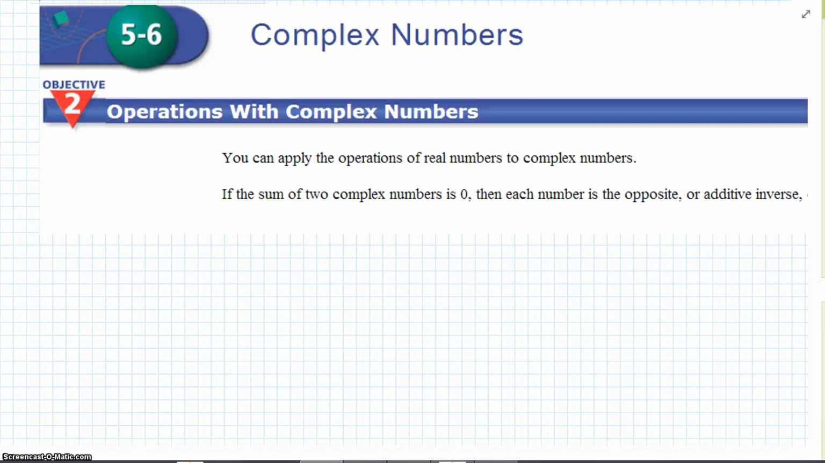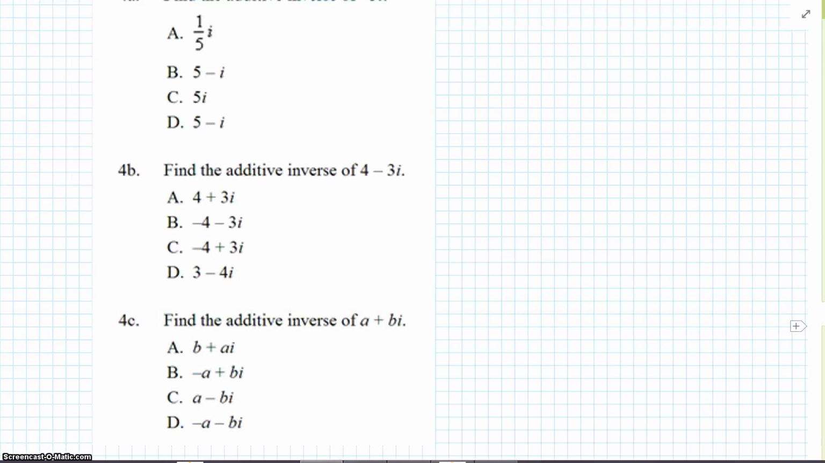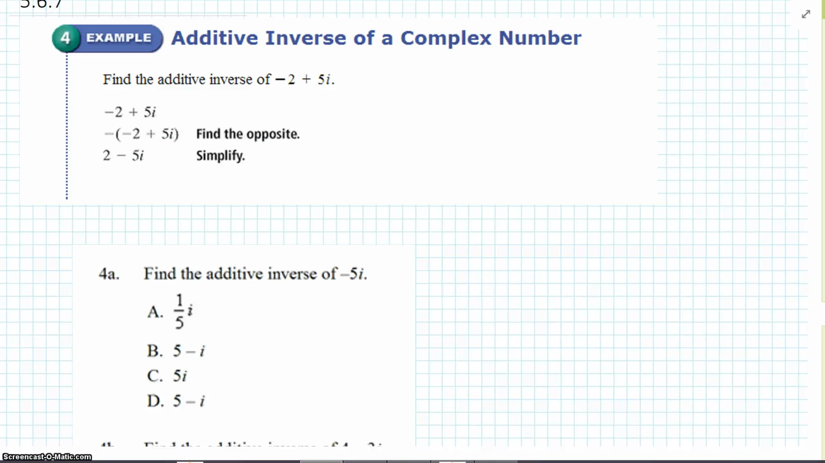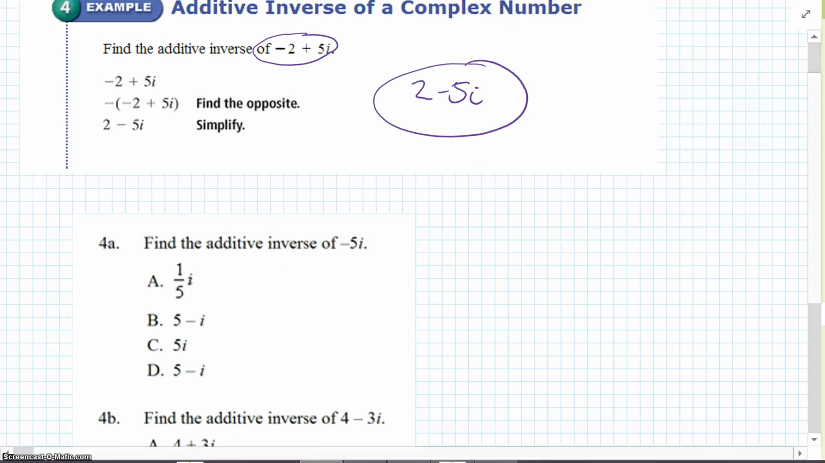Objective 2, operations with complex numbers. You can apply the operations of real numbers to complex numbers. If the sum of two complex numbers is 0, then each number is the opposite or the additive inverse. So let's look at an example of the additive inverse of a complex number. The additive inverse of negative 2 plus 5i, just flip the signs, is 2 minus 5i. That's the easiest way to do it, just flip the signs.